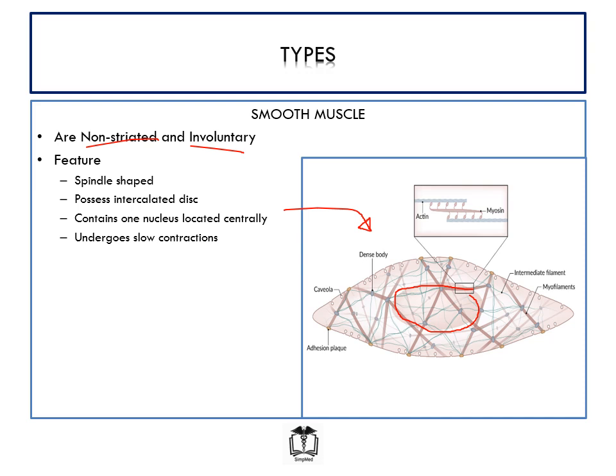And the type of movement or contraction that we see for smooth muscles tends to be slow. So we have slow contractions that we see in smooth muscle, and that accounts for the slow peristaltic movement we see in different organ sites that contain smooth muscles.